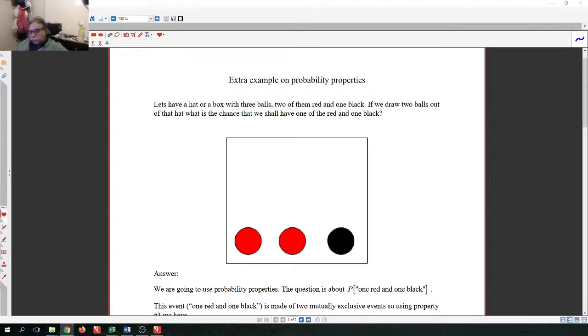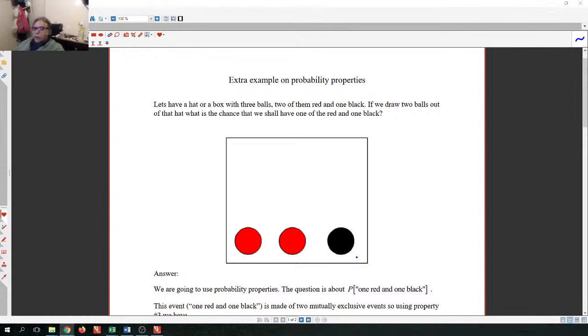So for example, I have here a game or a drawing, if you like, in which I would have a hat or a box with 3 balls. 2 of them are red, 1 of them is black. So I have a black ball here and I have 2 red balls here. Now, if I draw at random, so without watching, from a closed box, 2 balls, I could get 2 red, I could get 1 red and 1 black.